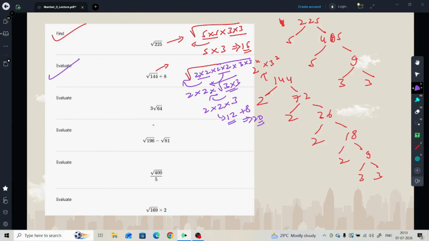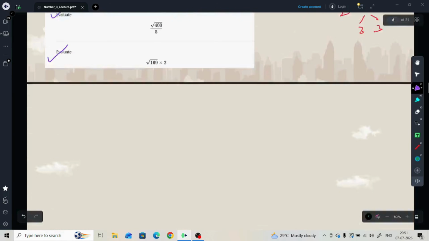Similarly, you can proceed with other questions also. These are very easy, just like 3 root 64. So I would suggest you do this question by yourself and post the answer in the comment section. I will definitely have a look at it for sure.